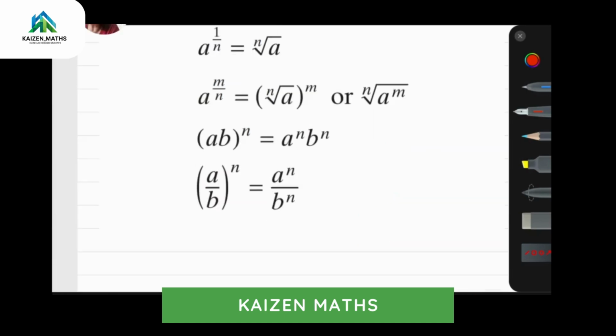So the last one, a upon b whole to the power n, can be written as a to the power n upon b to the power n, right? Now how can we write this? If it is given 5 upon 6 whole to the power 3, then it can be written as 5 to the power 3 upon 6 to the power 3.